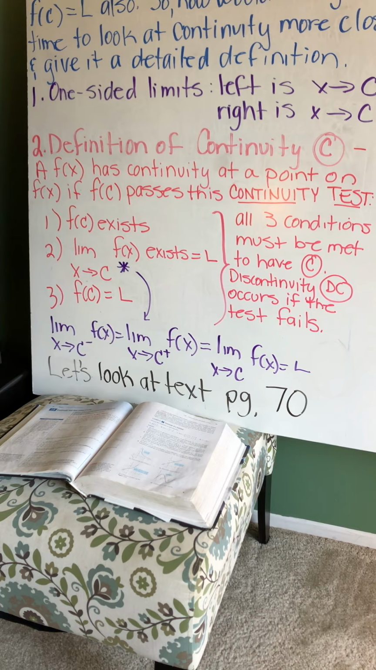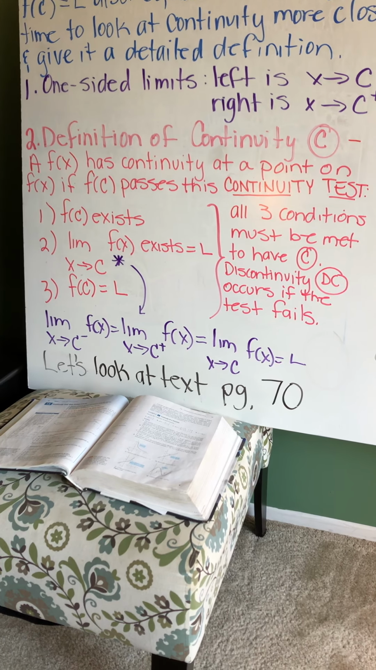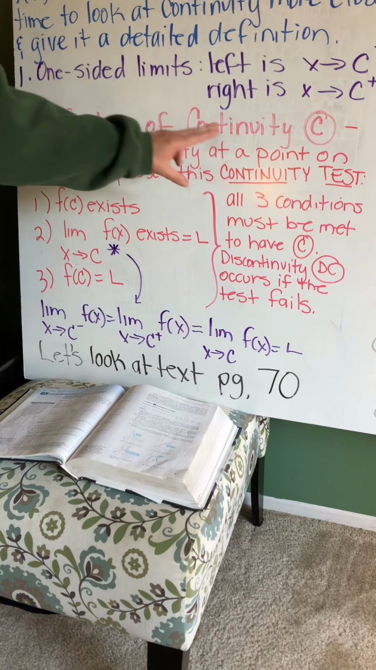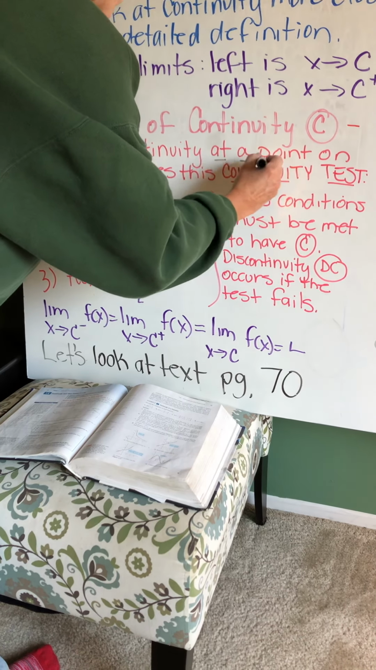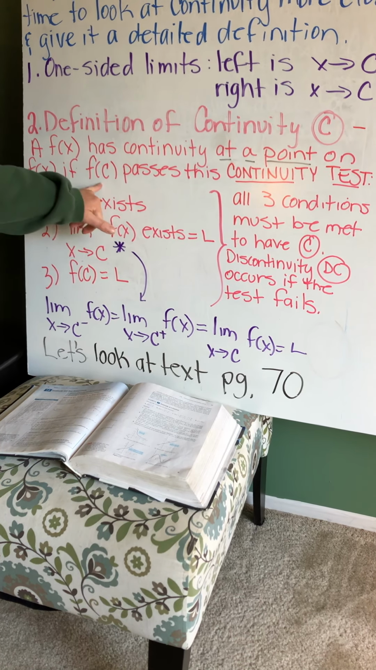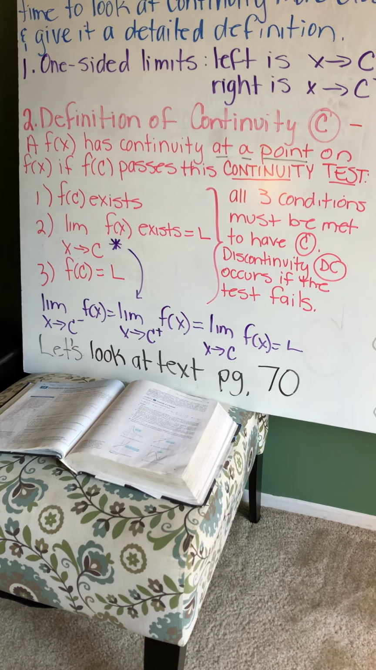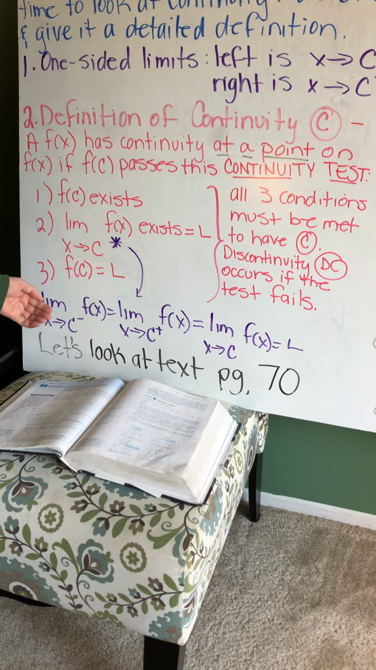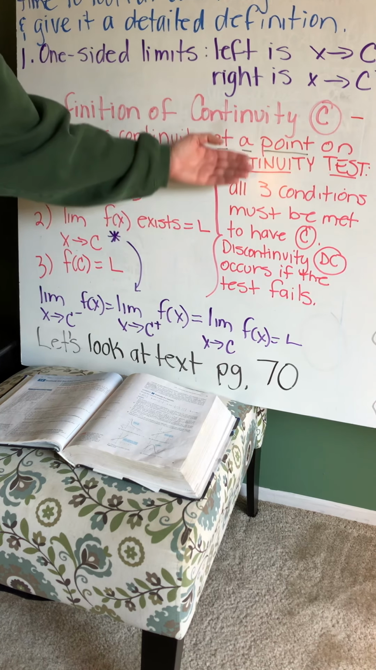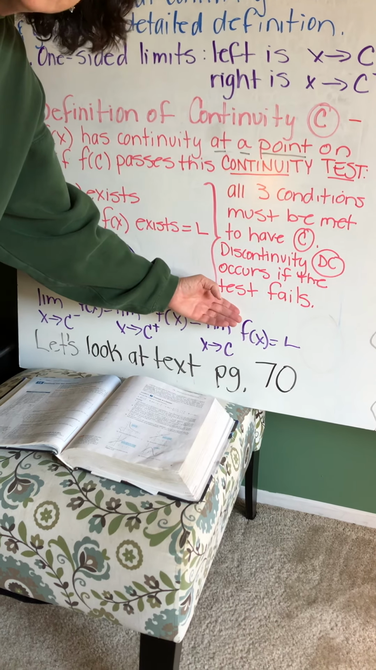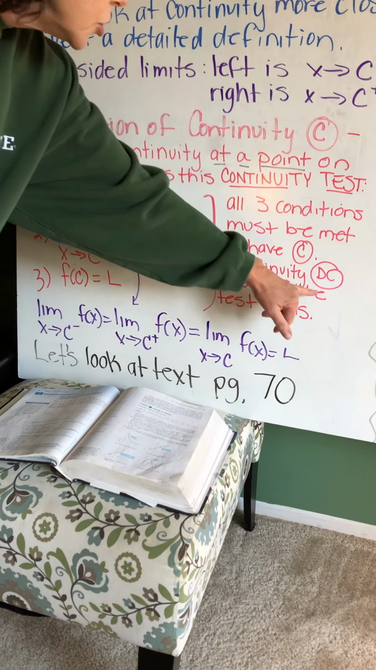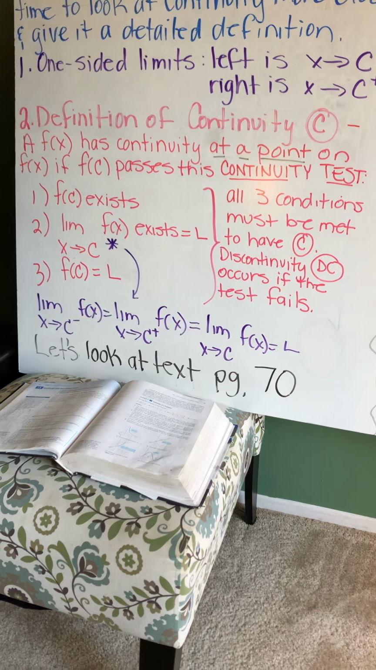So what is continuity exactly, except for being able to draw a function continuously? A function has continuity at a point on the function, f of c, if that point passes this continuity test in this order. So all 3 of these conditions must be met for a function to be continuous at that point. If these 3 conditions are not met, then we say that the function is discontinuous at that point.